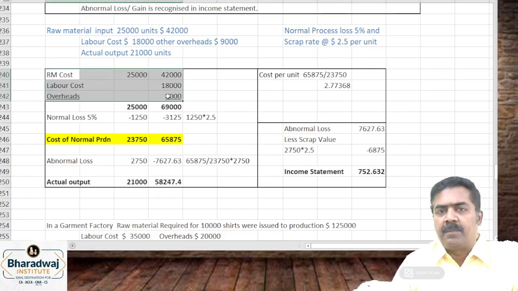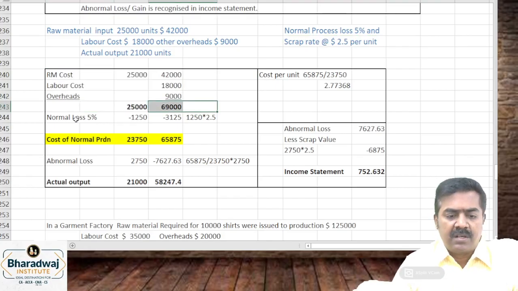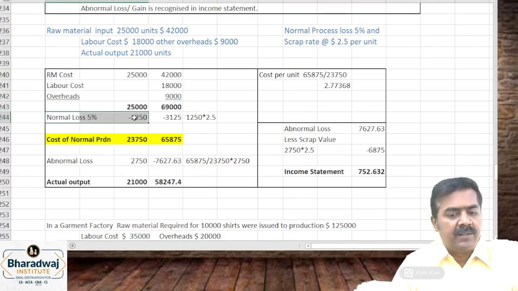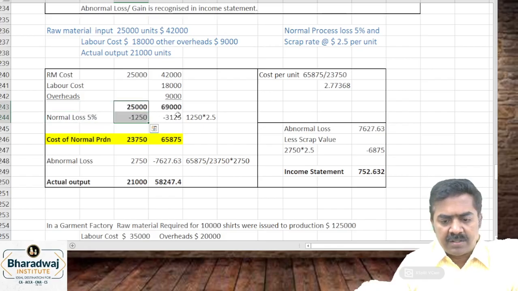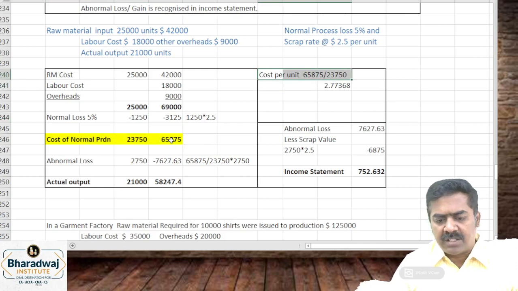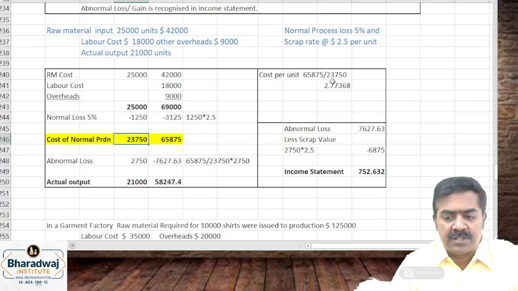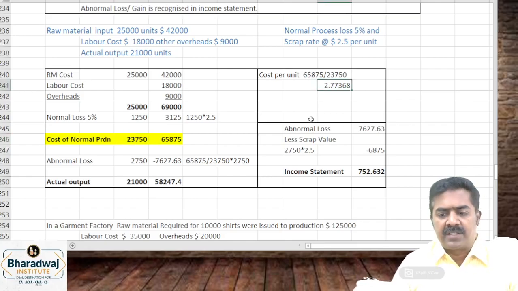Material plus labor plus overheads, 25,000 costing $69,000. Normal loss is unavoidable. Eliminate normal loss. 1,250 into 2.5, you get how much? 3,125. Cost of normal production is this much. So, what is the cost per unit? 65,875 minus 23,000 divided by 23,750. You got 2.77368.